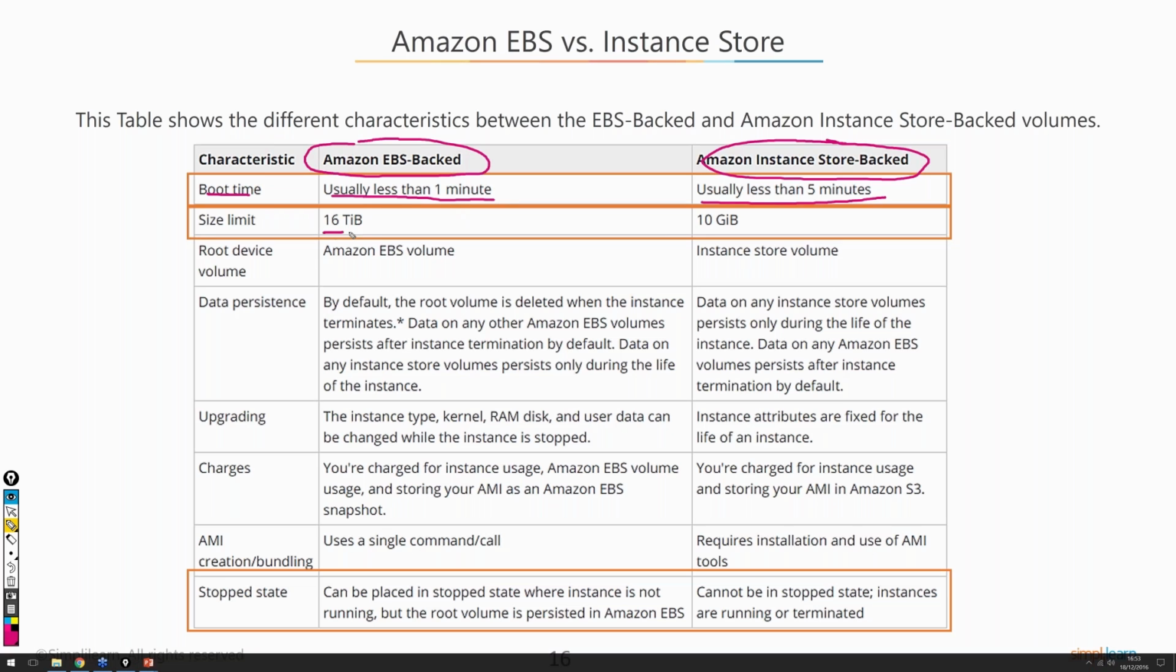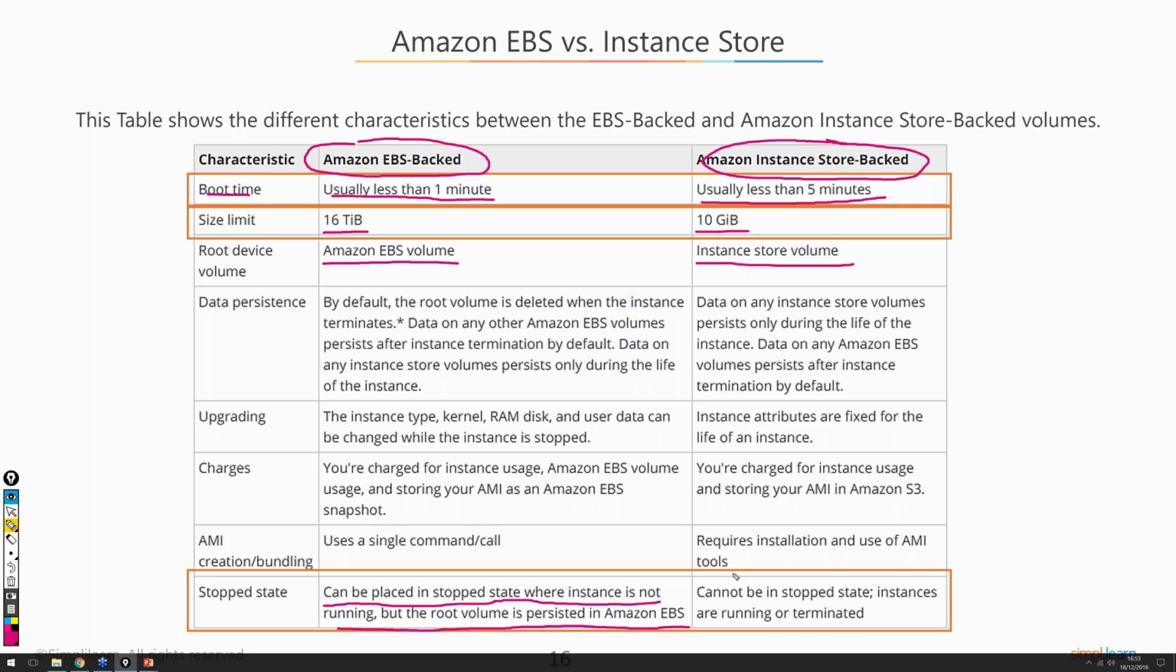Size limit: EBS can be 16 terabytes, and instance store backed can be 10 gigabytes. So you can see the advantage of EBS there again. A root device volume can be an Amazon EBS volume, and in the other case, it's called an instance store volume. So it's different names and different capacity. Also, the most important thing that I'm going to mention at the bottom, and then I'm going to go through other few things, is that it can be placed in the stop state when the instance is not running, but the root volume is persistent in EBS.